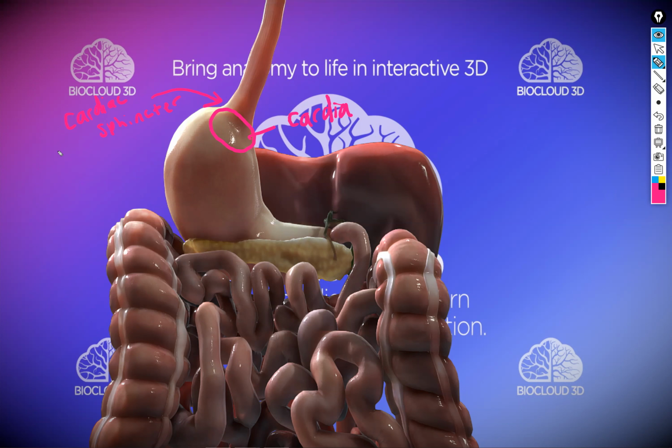The cardiac sphincter is also called the gastroesophageal sphincter, which just means stomach esophagus sphincter, and that makes a lot of sense as well. It's also sometimes called the lower esophageal sphincter. So kind of like the mitral valve of the heart, this is a thing that has lots of different names.